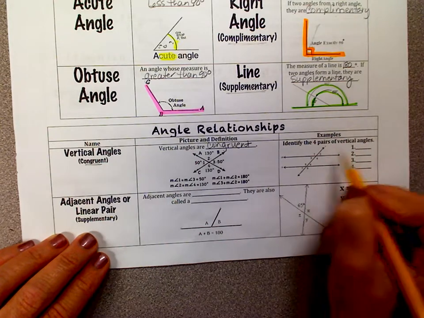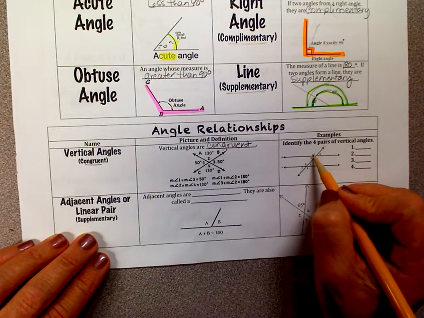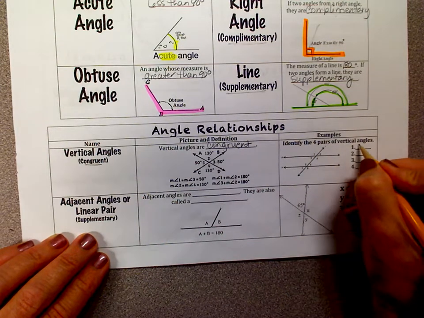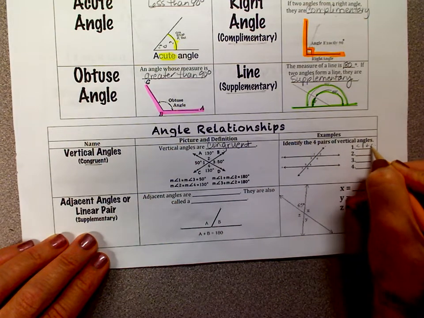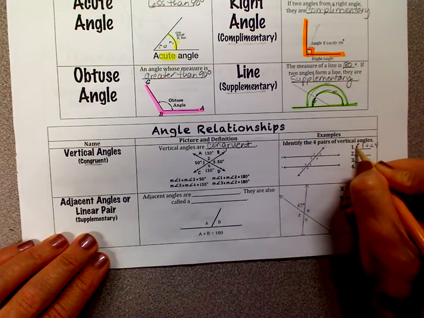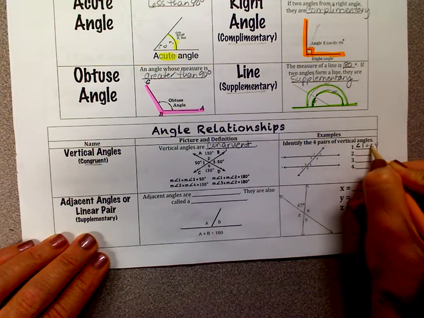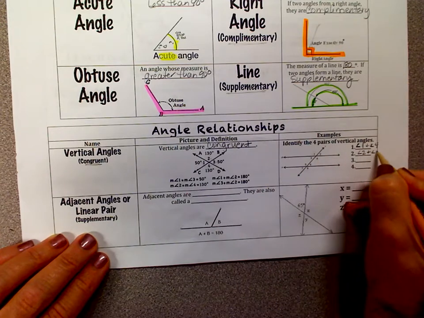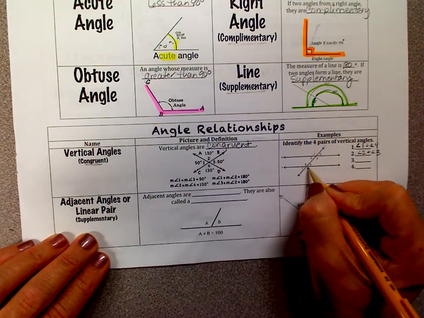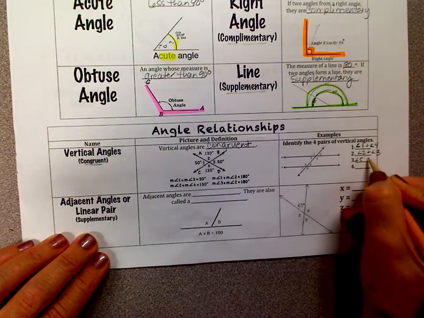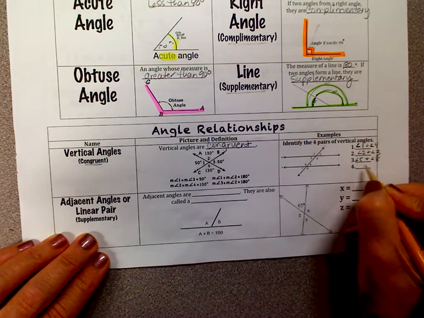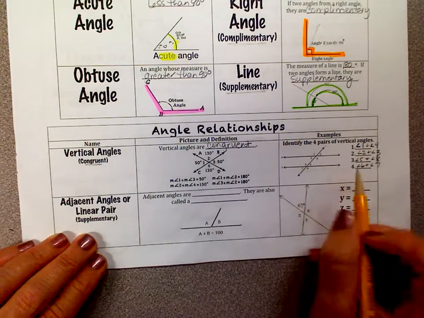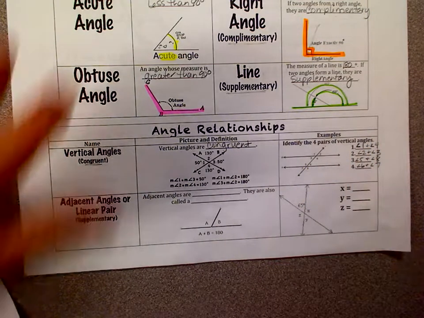Identify the 4 pairs of vertical angles. Now this doesn't have to be in the exact order, but if I start with 1, what's the vertical angle to 1? Well, it's 4. So angle 1 and angle 4. The angle symbol looks like your less than sign, but flat on the bottom. So that's a pair. Angle 2 and angle 3. Angle 5 and angle 8. And angle 6 and angle 7. That is just recognizing vertical angles, which you guys are doing a great job with.